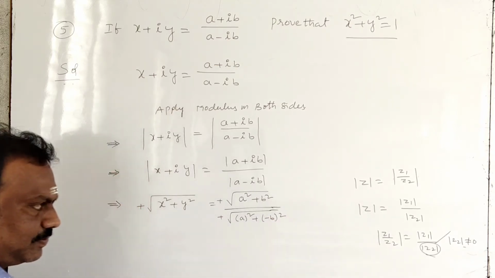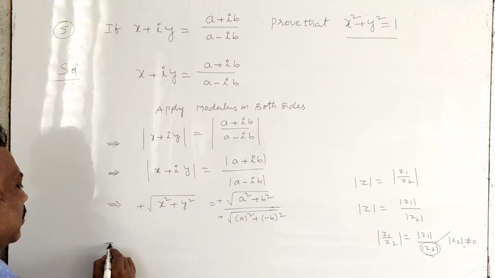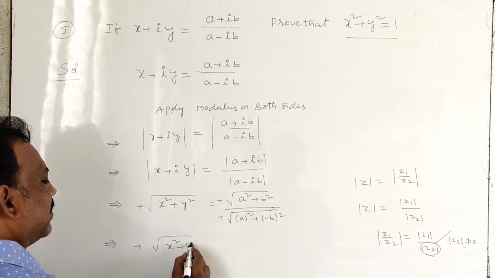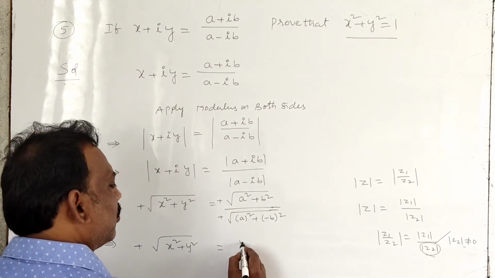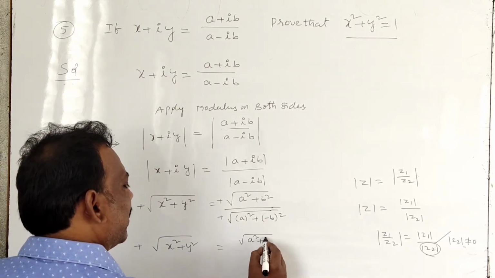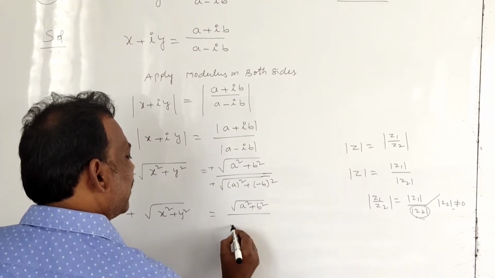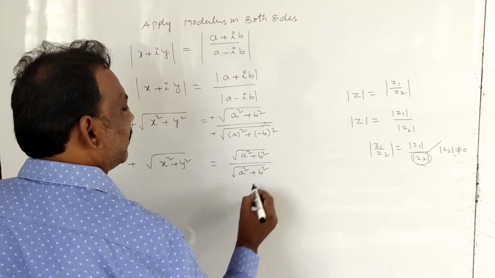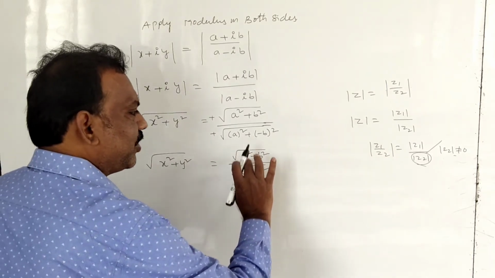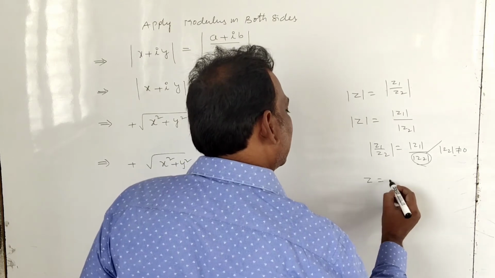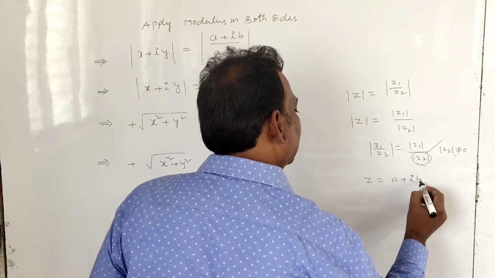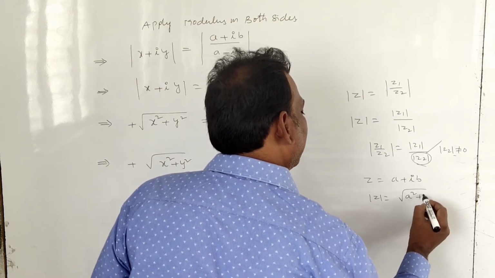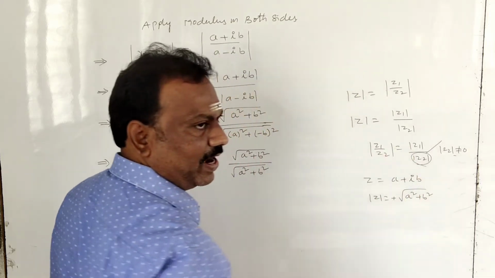Be careful, students. So now under root x square plus y square. Here you will get root over a square plus b square in the numerator, same. In the denominator you will also get root over a square plus b square, since minus b whole square is nothing but b square. So what did you understand? z is equal to a plus ib, students, correct or not? So mod of z is equal to root over real part square plus imaginary part square, of positive value.